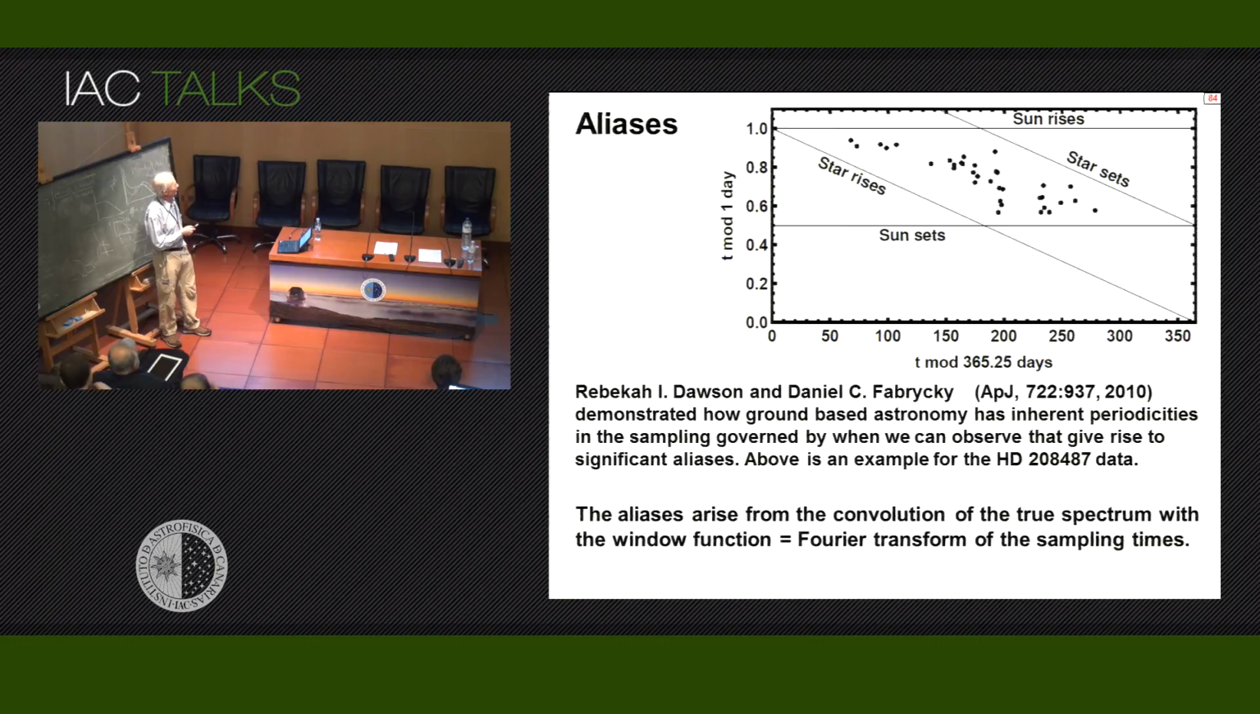So all this phase space, after sunset, you can't sample. So when we say we're sampling randomly, it means you should be able to sample randomly in phase. So there's a whole section of phase space we can't sample there. And then between star rise and star set, we were able to observe, but not otherwise. And so that introduces inherent periodicity, which shows up in the window function.